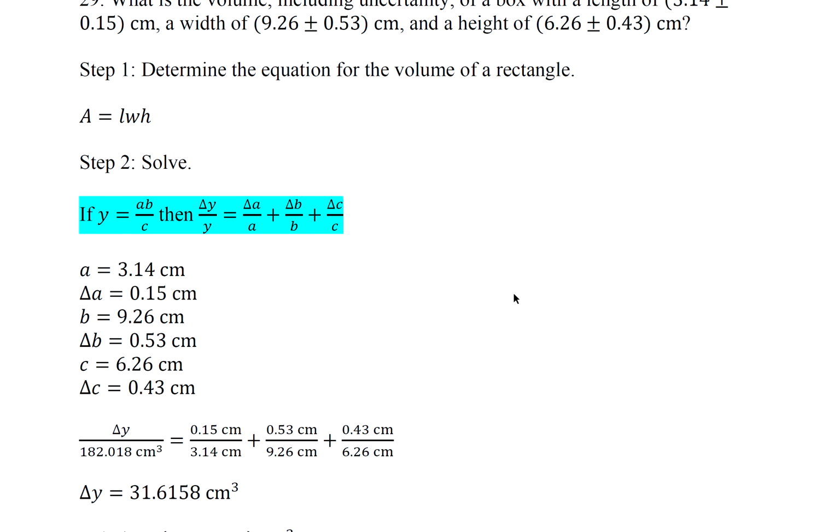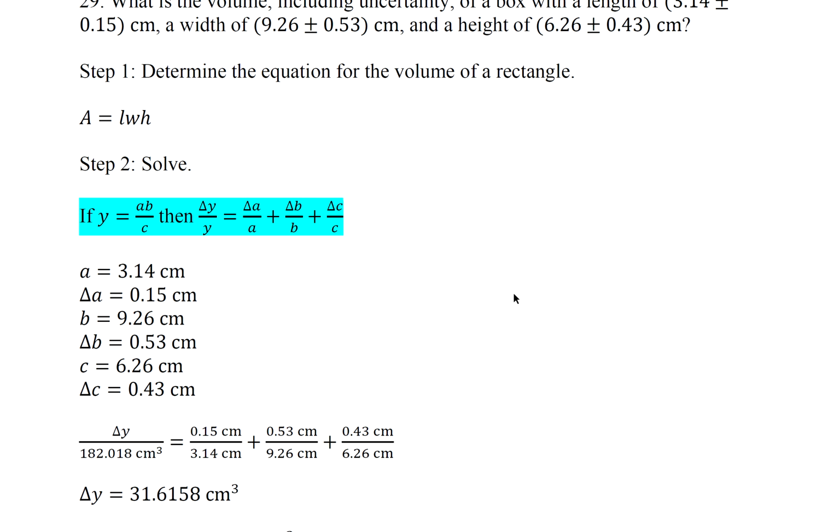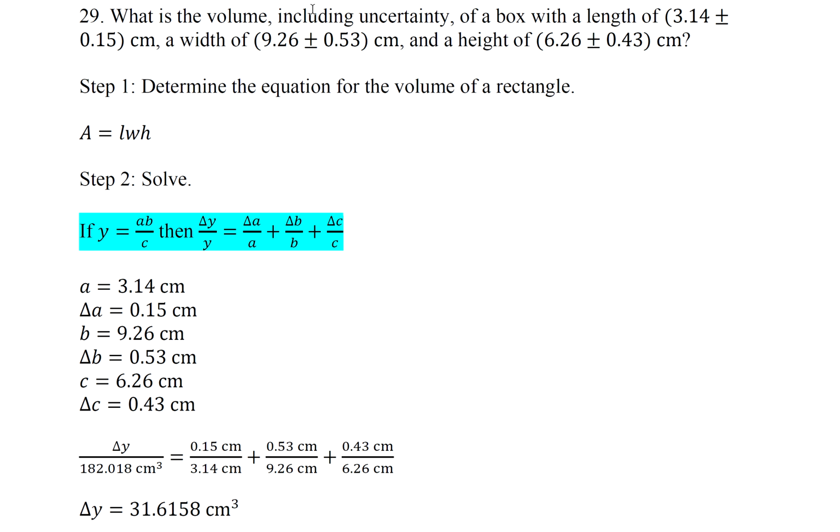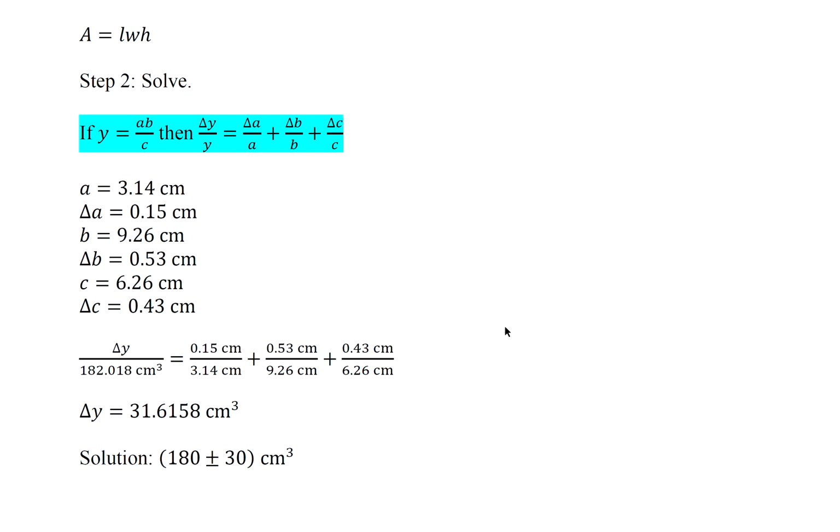So we've determined y, which is 3.14 times 9.26 times 6.26. And then we solve for delta y.